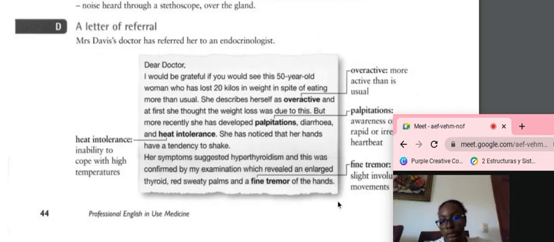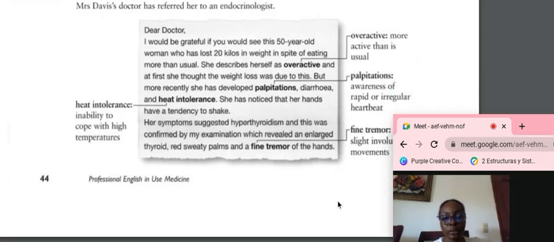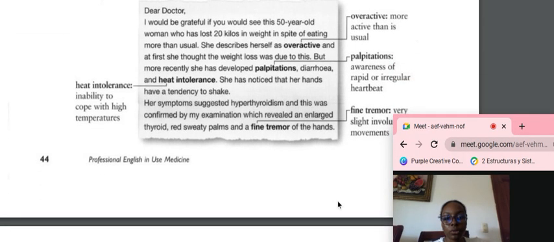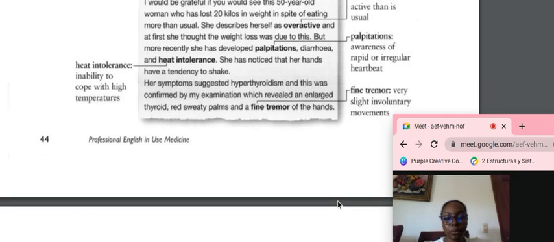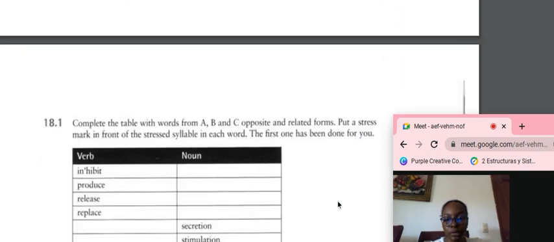Heat intolerance is inability to cope with high temperature. She has noticed that her hands have a tendency to shake. Her symptoms suggested hyperthyroidism, and this was confirmed by my examination, which revealed an enlarged thyroid, red sweaty palms, and fine tremor of the hands. Overactive: more active than is usual. Palpitations: awareness of rapid or irregular heartbeat. Fine tremor: very slight involuntary movements.